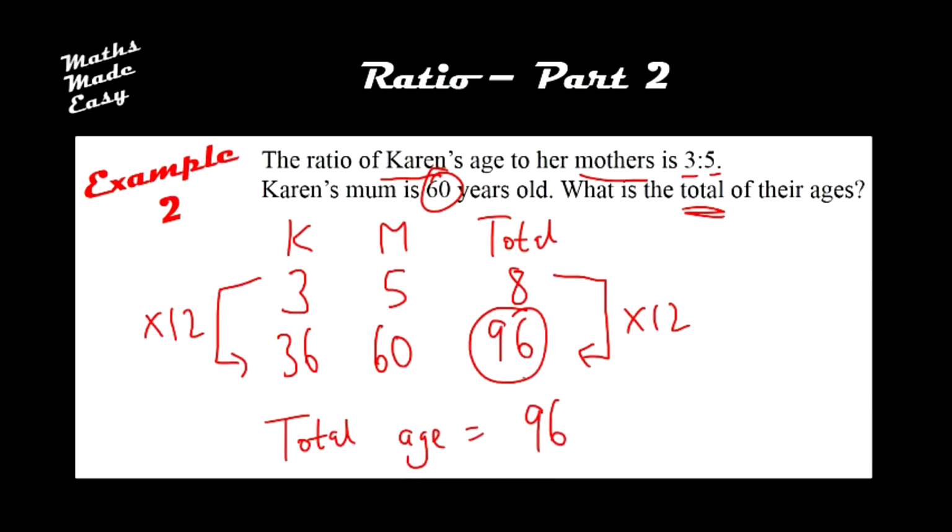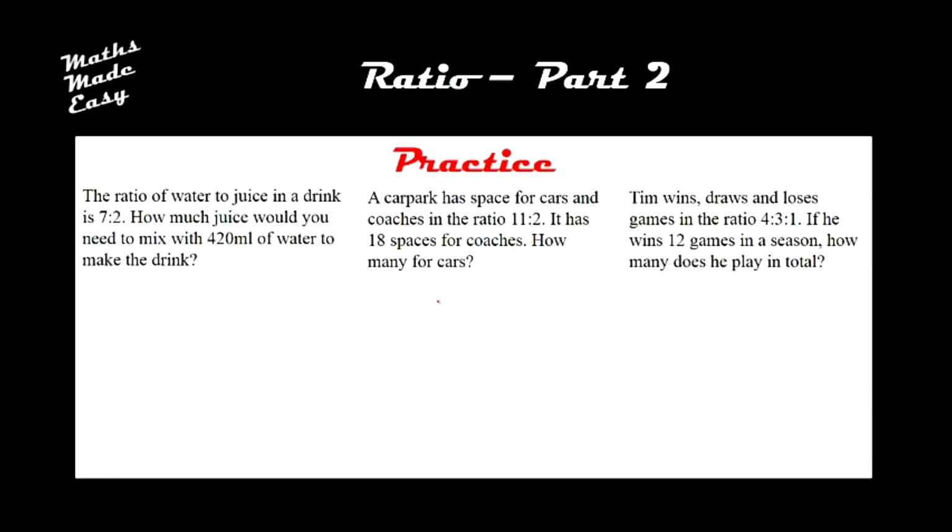So in ratio questions you won't always be given the total, you could be given different parts of information, and you could be asked for different parts of information in the question. So here are 3 examples for you to try. Write your answers down, and then when you want the answers press play and I'll tell you what they were.